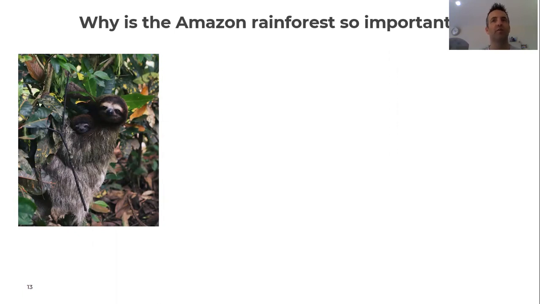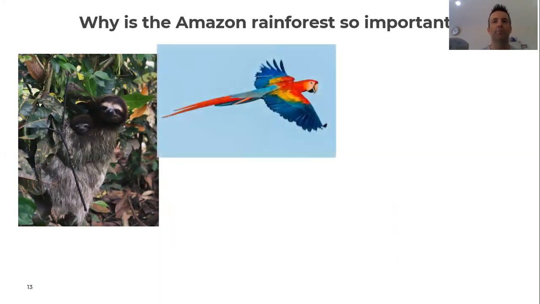Now, sloths live in the canopy layer. So not at the very top, but just the next one down. And they rely on the trees in the rainforest because they eat things like leaves and twigs and fruit. So they really need the rainforest in order to survive. Next, we have a scarlet macaw, which is a really colourful bird.